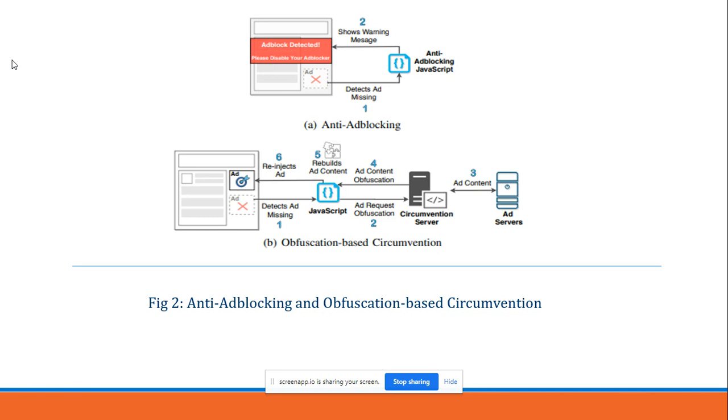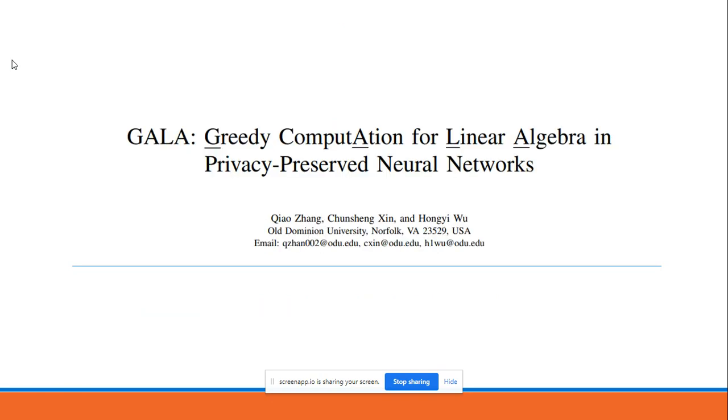The second, obfuscation-based circumvention, is part of the anti-ad blocking. Here, the JavaScript is updated through an ad request obfuscation, then the circumvention server sends a request to the ad server to send an ad, and the external ad is present on the URL.